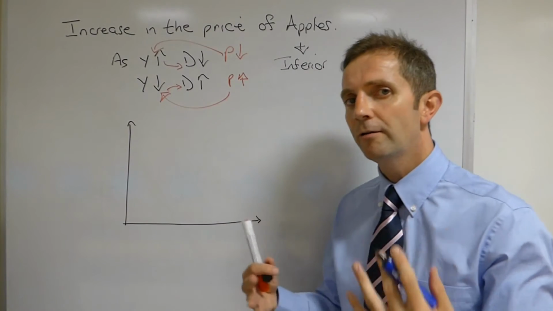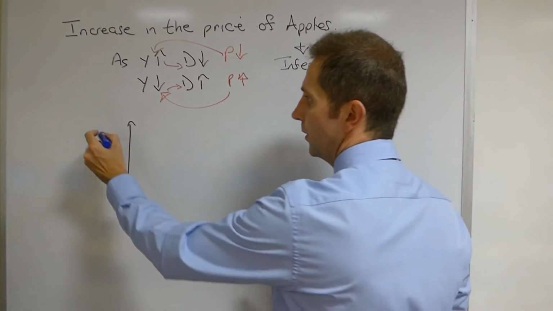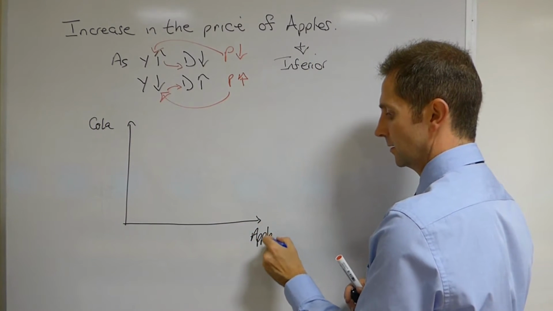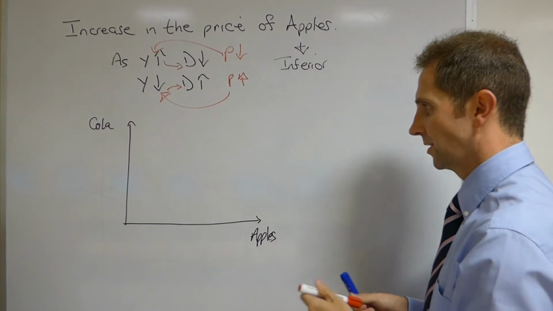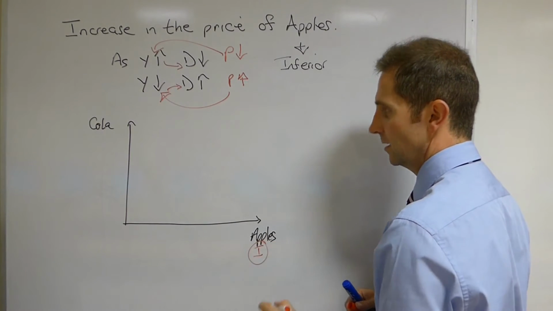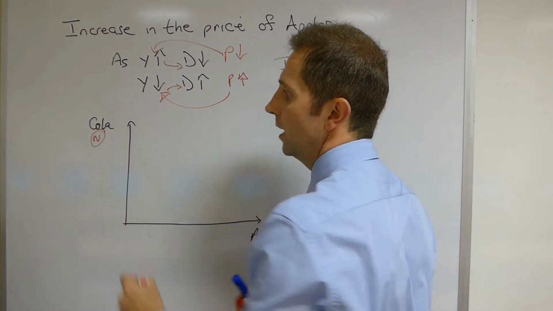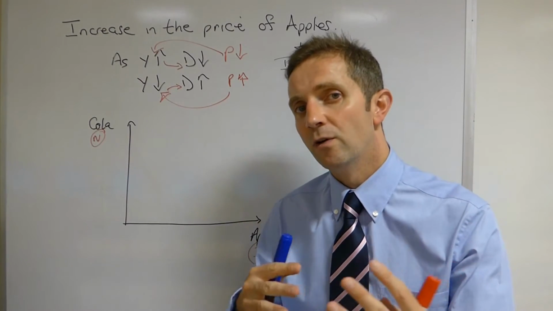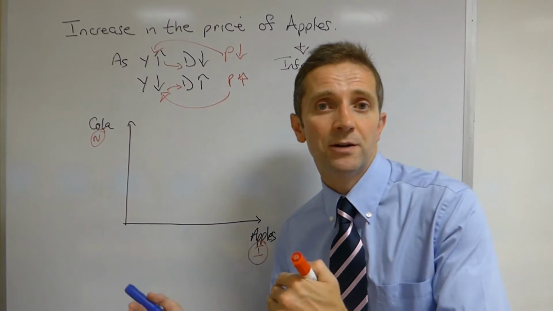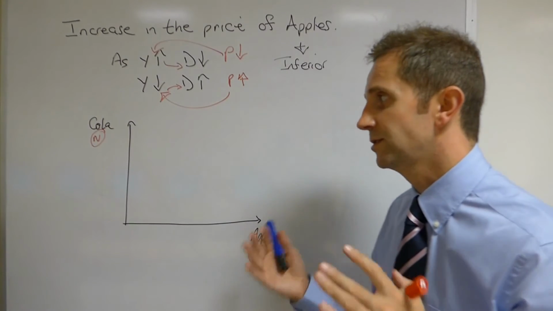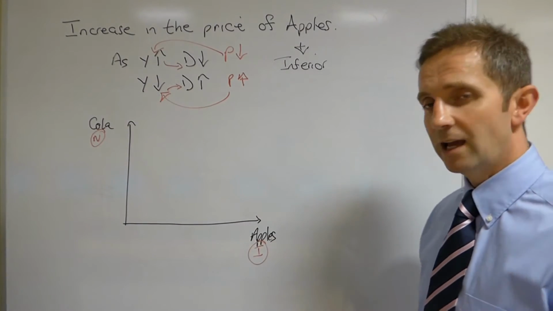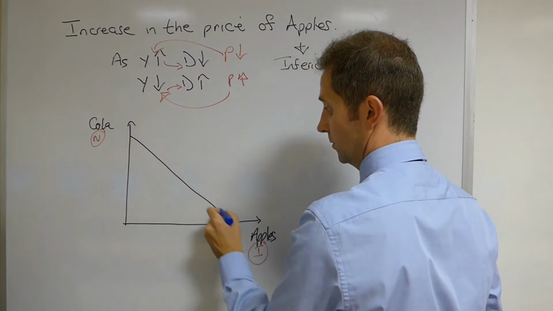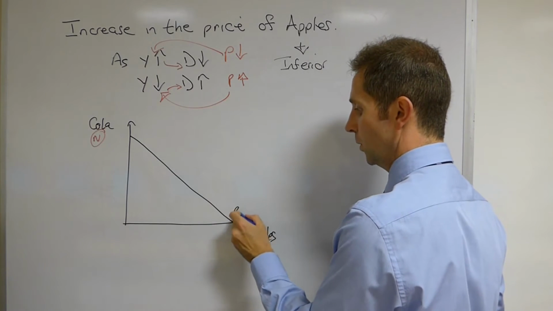So again, we're just carrying on with the OCR textbook example where we've got cola and apples. So we know that apples are the inferior good, but we also know that cola is a normal good, one for which as income rises, demand rises, as income falls, demand falls, as price falls, demand rises, as price rises, demand falls. So that's our normal good. So let's get some budget lines onto the diagram first of all. So I'm going to draw BL1 here.